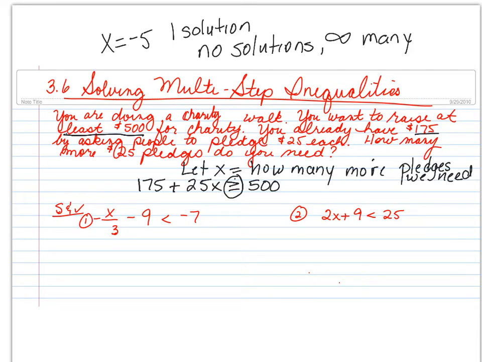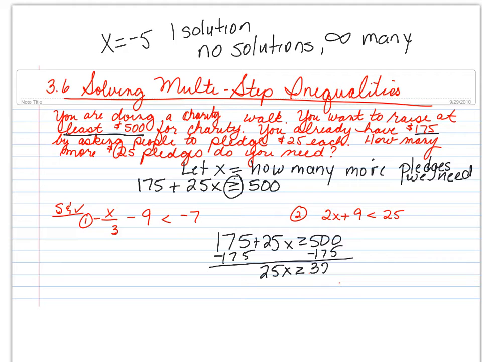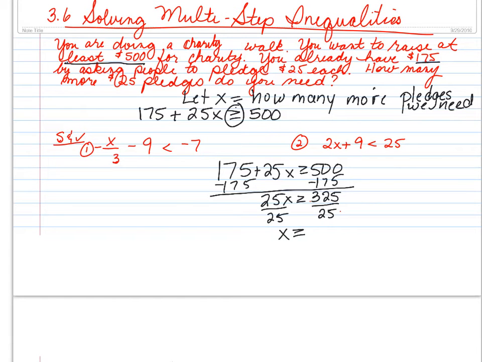Okay, so what are we going to do first? I'm going to write this down here. What do we do first, Alex? Subtract 175 on both sides. Yep. So we're left with 25x is greater than or equal to 125. Then we're going to divide both sides by 25, and x is going to be greater than or equal to 13. So you have to answer the question and you have to say 13 or more pledges.